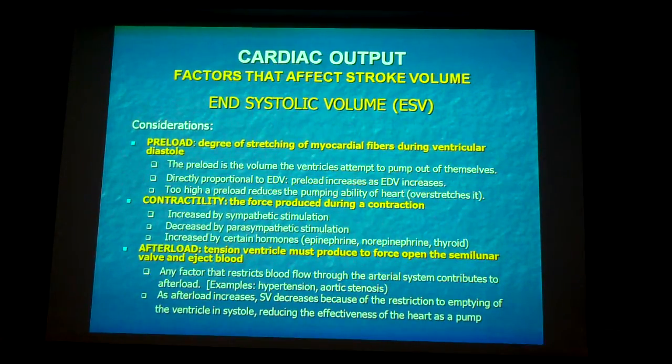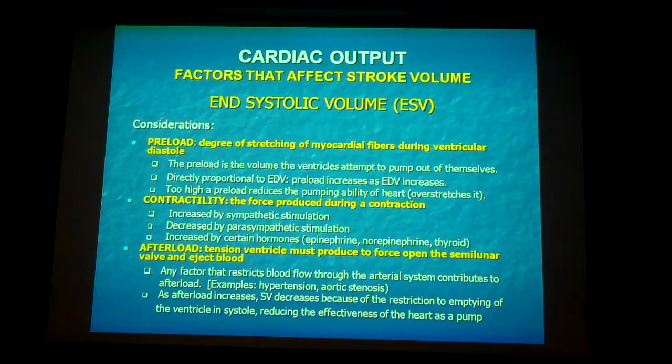Now, what are some things that can increase afterload? Well, again, our example of the aortic valve. If that aortic valve is tight, it's stenotic, it's not opening freely, that ventricle has to pump harder to get the blood out of itself across a narrow opening. So you increase the work the ventricle has to do, you increase the afterload.